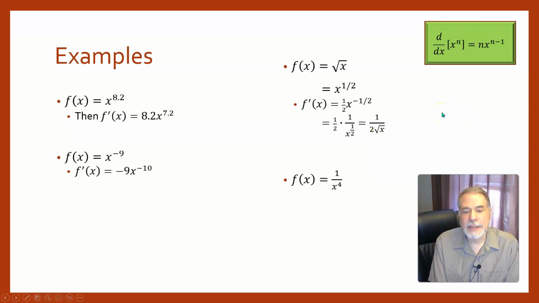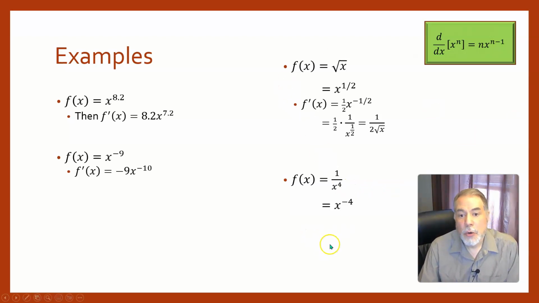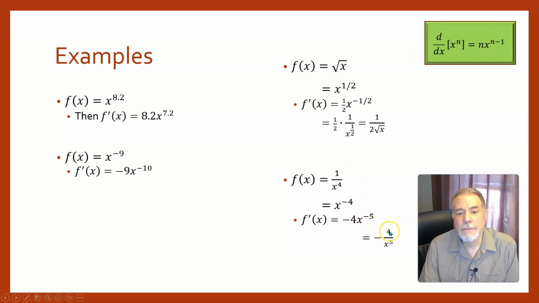What about if f of x is 1 over x to the 4th power? Another way to write that would be as x to the negative 4 power. X to a negative power is equivalent to 1 over, or the reciprocal of, x to a positive power. So we can use the power rule with the part of n being played by negative 4. And we get that the derivative is negative 4 times x to the negative 5 power, which could also be written as negative 4 over x to the positive 5 power.